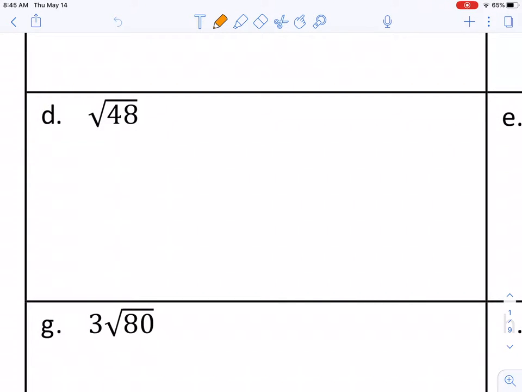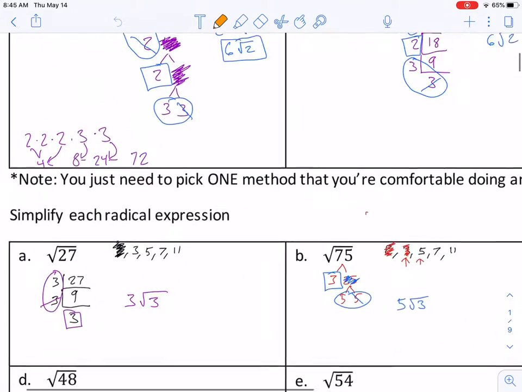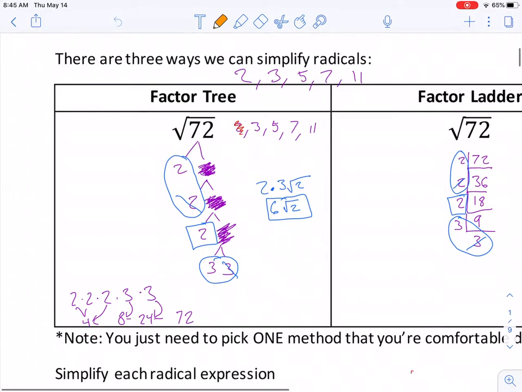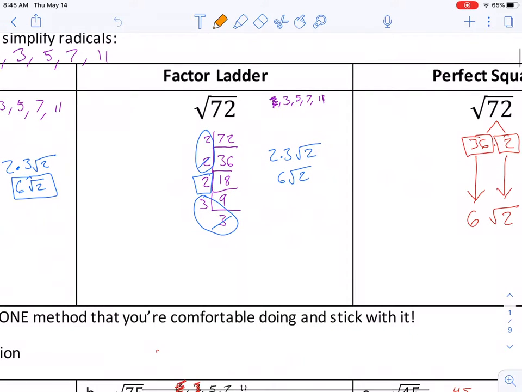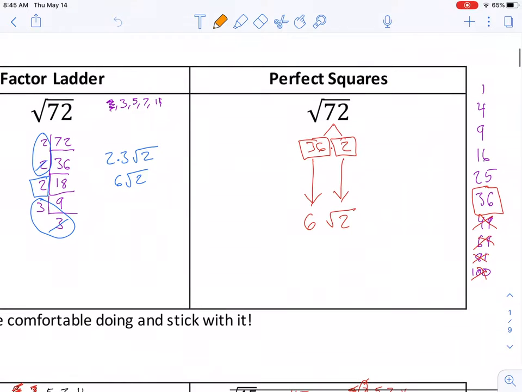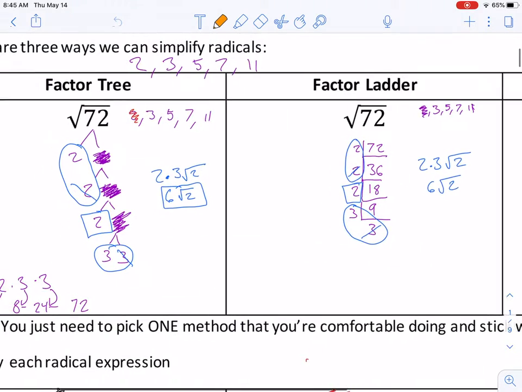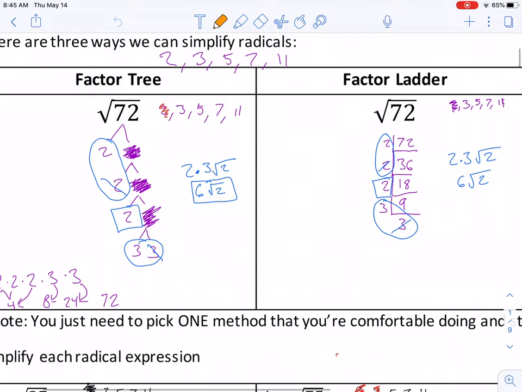We are going to continue working on simplifying radical expressions. Quick reminder, there are three ways that we can simplify radicals. We can use a factor tree by splitting it apart, we can use a factor ladder, and we can use perfect squares by finding the largest perfect square and then taking that square root. So we're going to focus primarily on the factor tree and factor ladder.